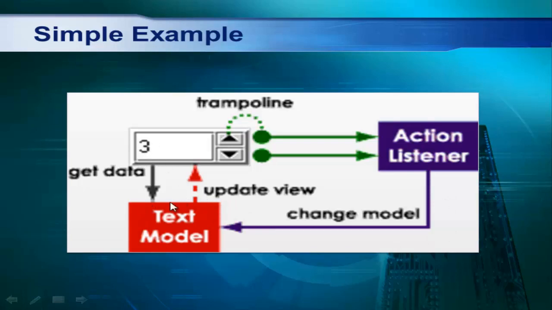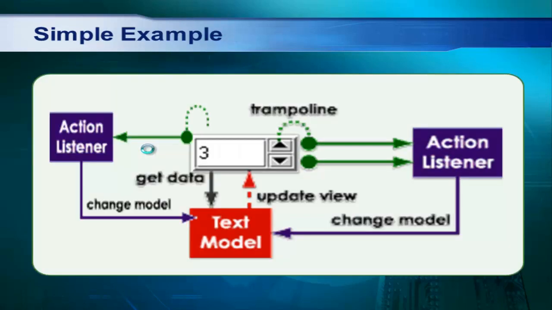Remember, this is the value that is shown. This is the model. The model has the data. It goes to the model. If it is an up button, it will increment the value of the model. If it is a down, it will decrement the model. After doing the increment or decrement, it will then go back to the appropriate view and display it back.